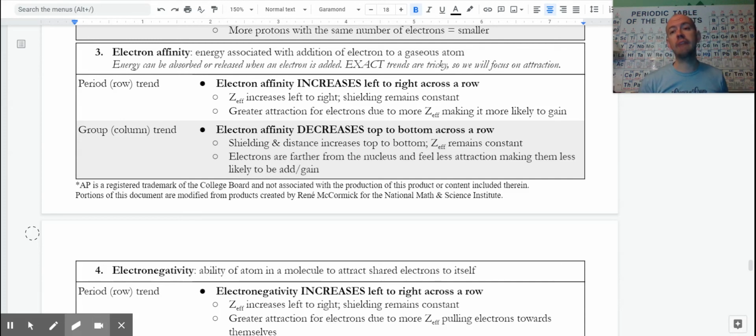The halogens would have the greatest affinity or the greatest attraction because of the most Zeff, making it most likely to gain. As I go down these columns, I add more distance with the same amount of Zeff, with electrons farther from the nucleus or my empty spot farther from the nucleus, they're less likely to add or to gain.